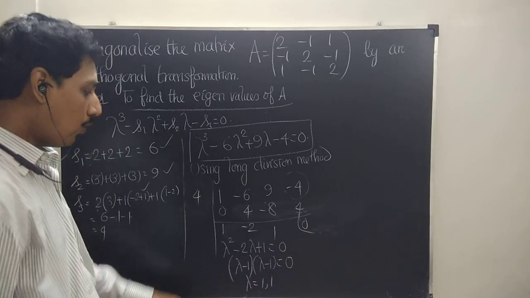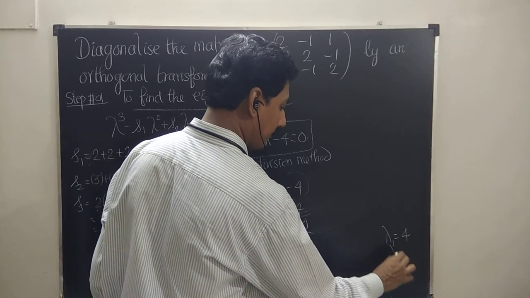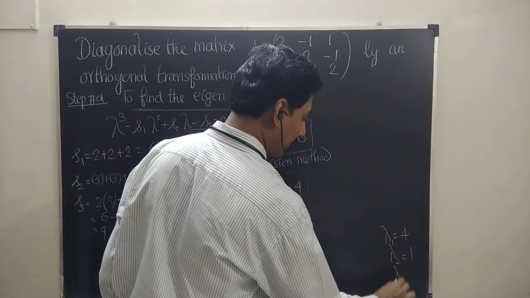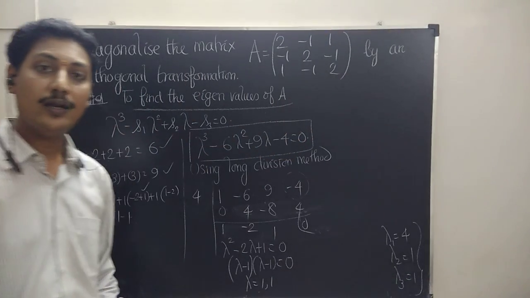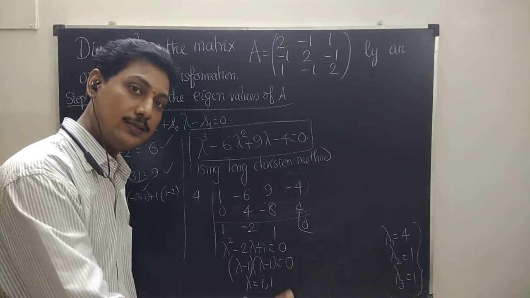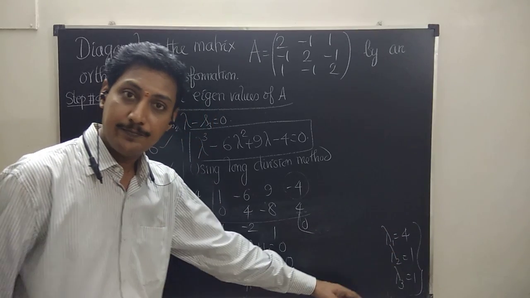So finally, what are the eigenvalues of the given matrix? Lambda 1 is equal to 4, lambda 2 is equal to 1, and lambda 3 is equal to 1. So among the 3, 2 are repeated. I always consider the repeated eigenvalues as the second case. Got it? Right?